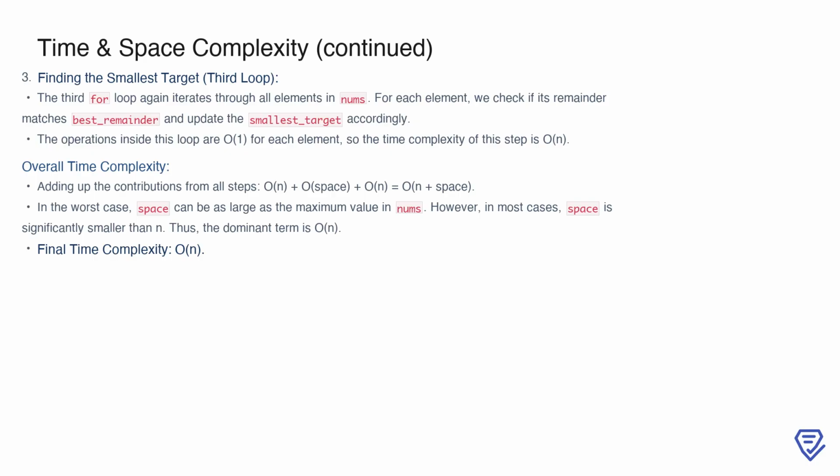Now, if we combine the time complexities of all three steps, we have O(n) plus O(space) plus O(n), which simplifies to O(n) plus space. In the worst case scenario, space can be as large as the maximum value in the nums array. However, in most practical cases, space is much smaller than n, meaning the dominant term is O(n). Therefore, the final time complexity of the solution is O(n).